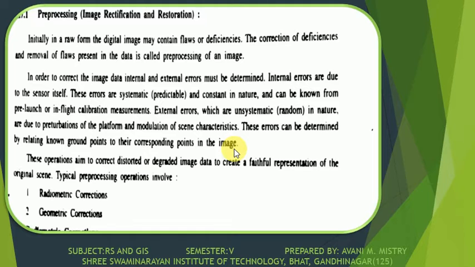Okay, these operations aim to correct distorted or degraded image data to create a faithful representation of the original scene. Typical preprocessing operations involve radiometric correction and geometric correction. Perturbation means the platform gets disturbed, and because of that an error comes. Then in any scene or image, if you do any modulation, because of that also an error comes.